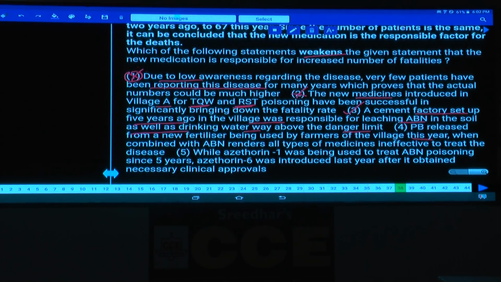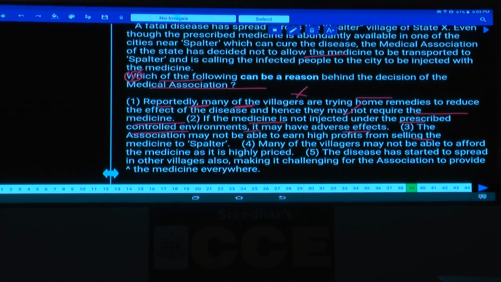Combined with ABN, it renders all types of medicine ineffective to treat the disease. Done? 38. Then question number 39. A fatal disease has spread across this Spalter village.